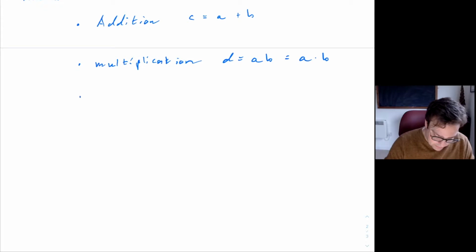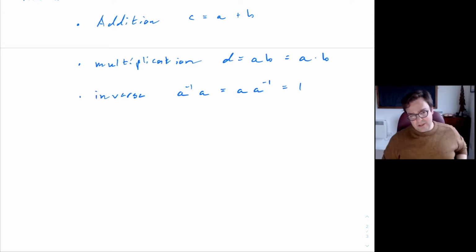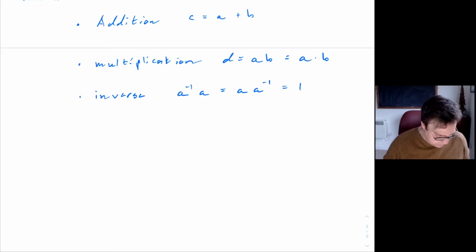There's inverting, or inverse. And that works like this. You say A inverse times A is equal to A times A inverse, and that's equal to 1, where A to the minus 1 is 1 divided by A. You don't have to really introduce division if you've introduced inverse and multiplication, but you could if you want.